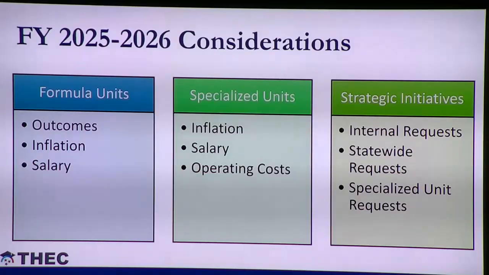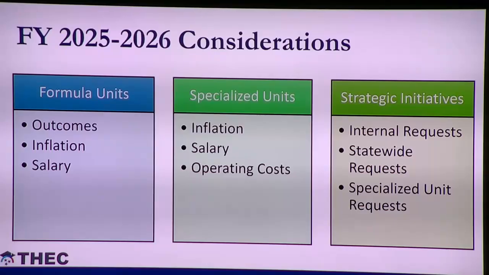To some extent, we're also considering inflation and salary, and that really impacts what we think about when we look at our tuition model, which we'll talk about a bit more again in a second. For our specialized units, those non-formula units, thinking about our colleges of medicine, our institutes of agriculture, and so on, their requests are largely, again, driven by inflation, salary, operating costs.